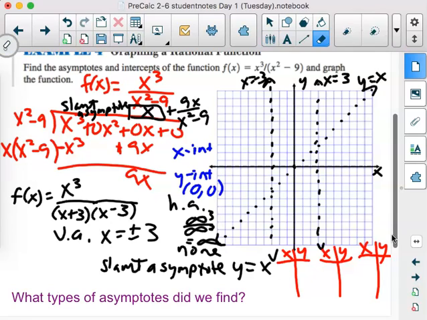Oops, wrote it in the wrong one. Getting ahead of myself here. The y-intercept is what we get when we put a 0 in for x. And it turns out with this one, if we put a 0 in for x, we're still going to get 0, 0. So this is definitely going to be a point on our graph at 0, 0.